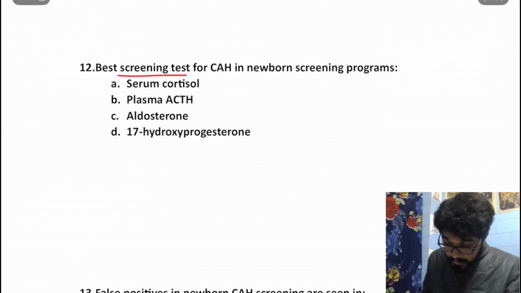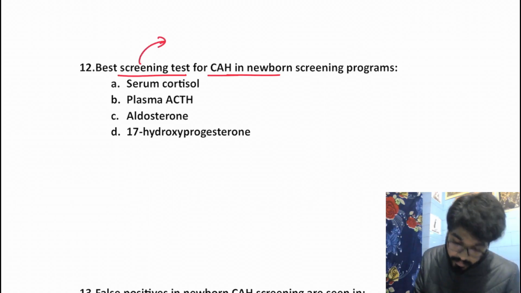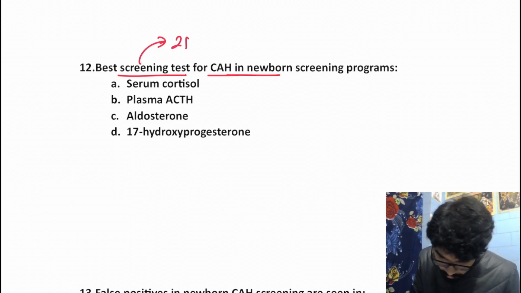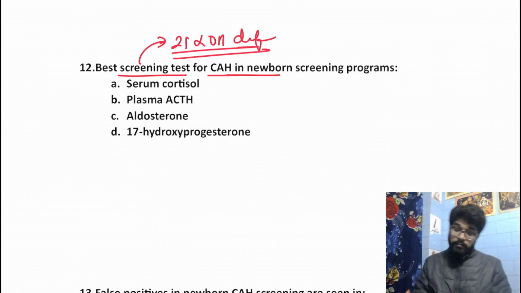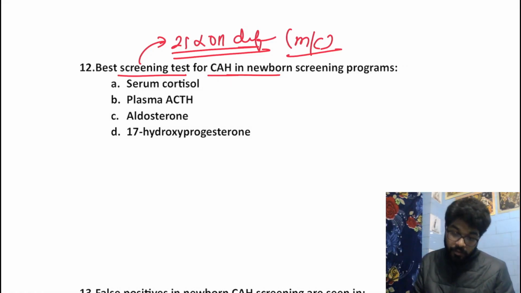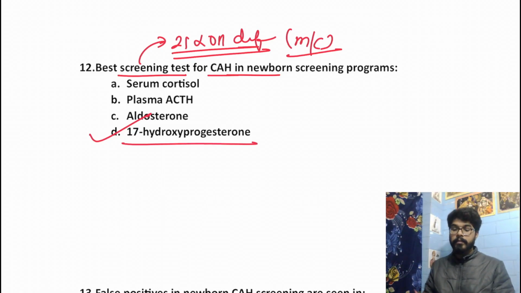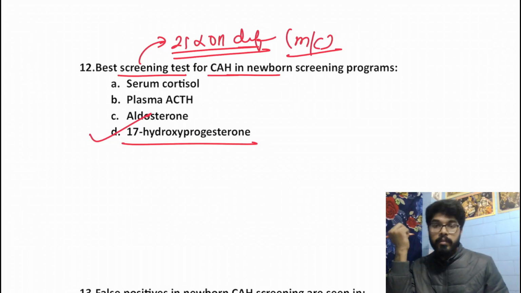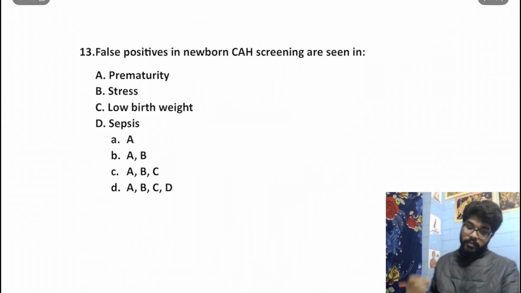Best screening test for CAH in newborn screening programs. Remember that when we screen congenital adrenal hyperplasia, we screen only one enzyme deficiency, which is 21 alpha hydroxylase, because that is the most common one. And what is the accumulated hormone over there? We all know that it is 17 hydroxyprogesterone. That is accumulated, so that is the one that we use for screening tests. Okay. Moving on to the next question.